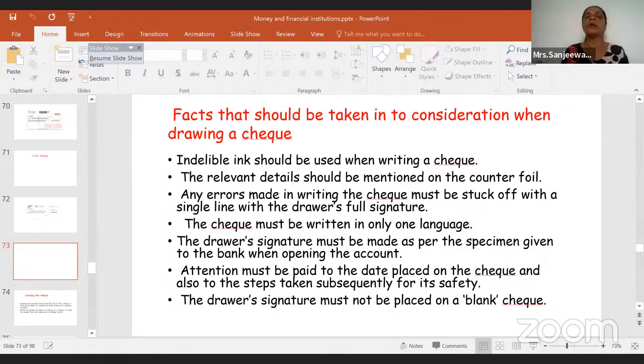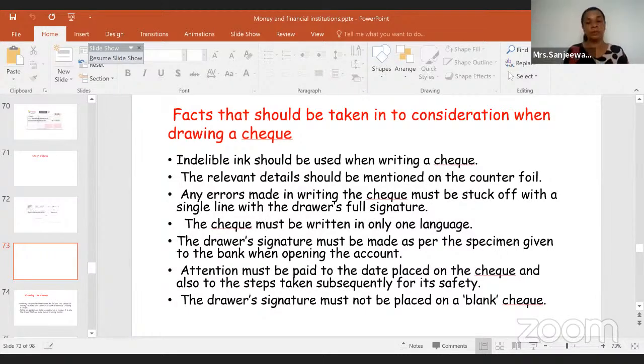And the check should be written using only one language, not one in Sinhala and one in English. The drawer's signature should be made as per the specimen given to the bank. Now, you are giving your signature to the bank, so it has to be the same as that. Attention should be paid to the date placed on the check, right?